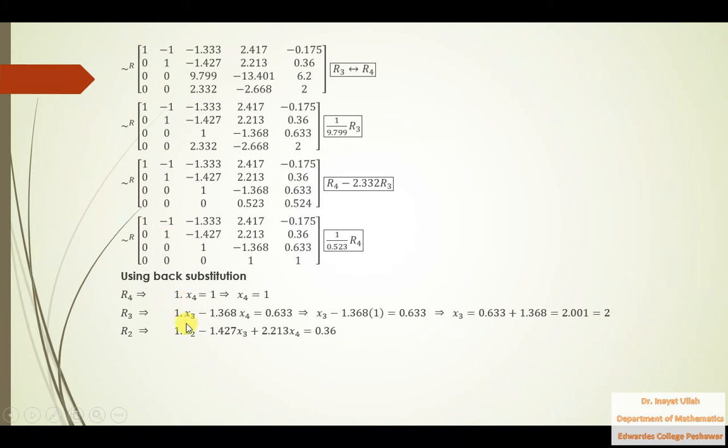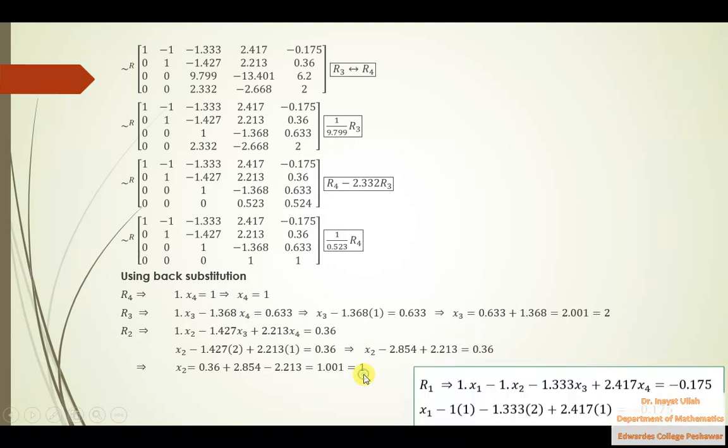Now row number 2 implies, this is row number 2, this is the coefficient of x2. So 1 into x2 minus 1.427 into x3 plus 2.213 into x4 is equal to 0.36. Now putting the values of x3 and x4 from previous calculation, you see we have replaced x3 by 2, this is x3, and replacing x4 by 1, this is x4, and calculating this equation, calculate the last result to get the value of x2, which is 1. So x2 is 1.